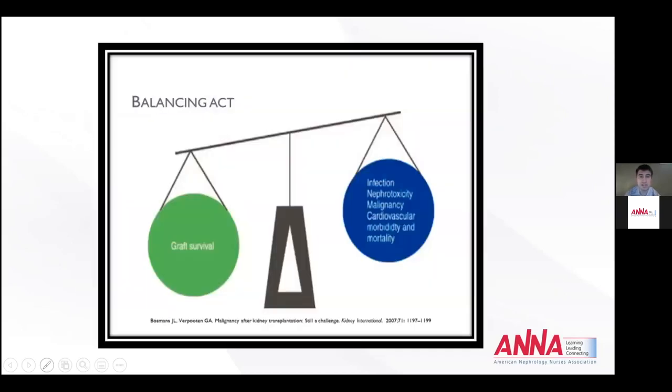So like I said, it's a balancing act. And as you can see here on this little diagram, it's a scale. You want enough immunosuppression to keep the graft alive, to keep the body from attacking it, but at the same time, you're constantly balancing, well, I don't want to have too much because then I can get infection, toxicity where it's hurting the kidney itself, cancer risk, and you can actually have cardiovascular morbidity and mortality from long-term immunosuppression if your doses are too high.